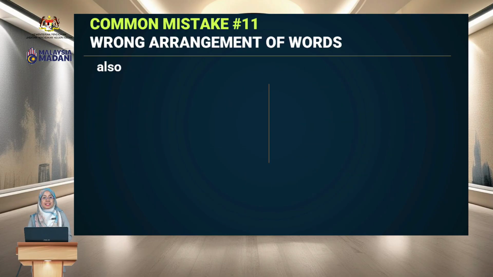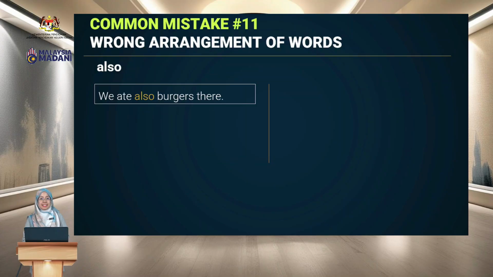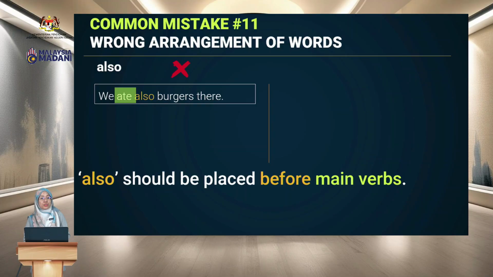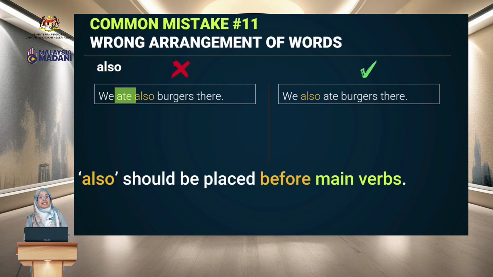Now for another example is the word also. Let's take a look at this sentence. We ate also burgers there. This is wrong. Why do I say so? So what is the verb here? Yes, the verb here is ate. So the word also should be placed before main verbs. So it should be like this: we also ate burgers there. Correct?